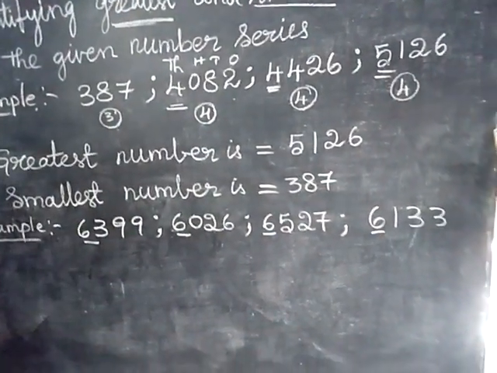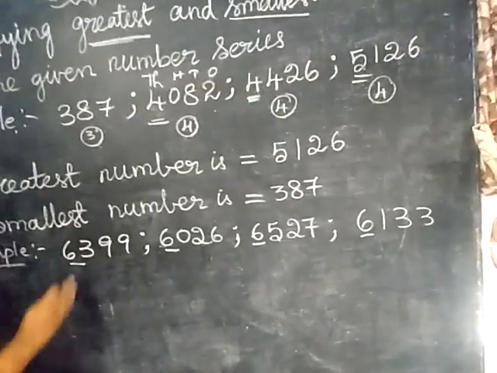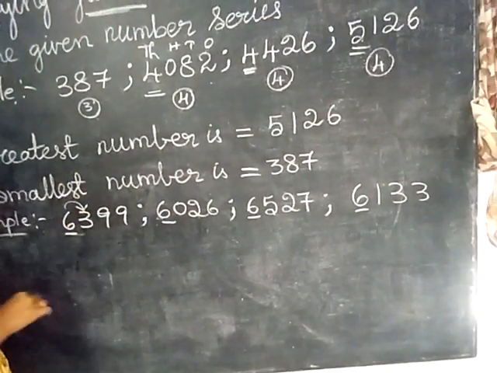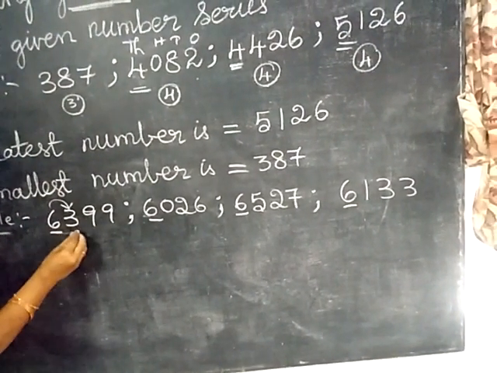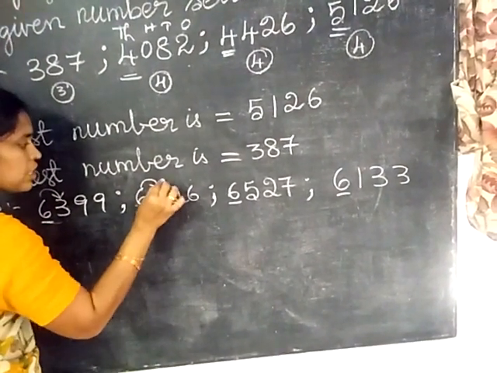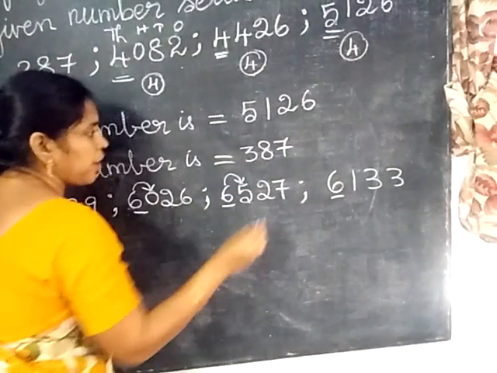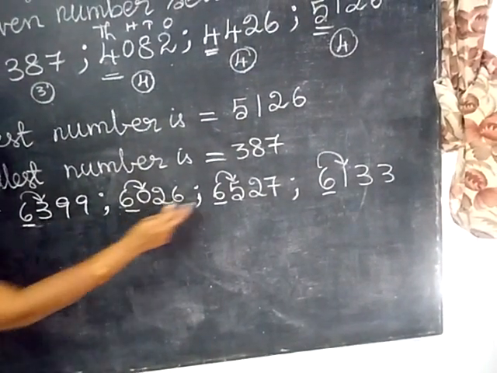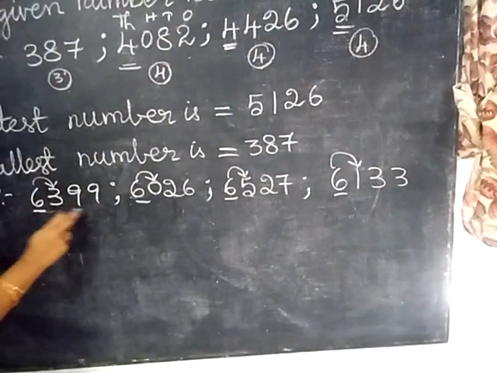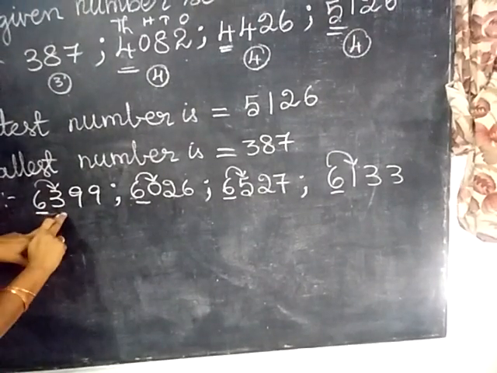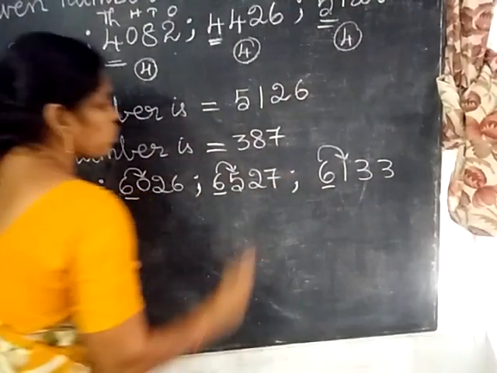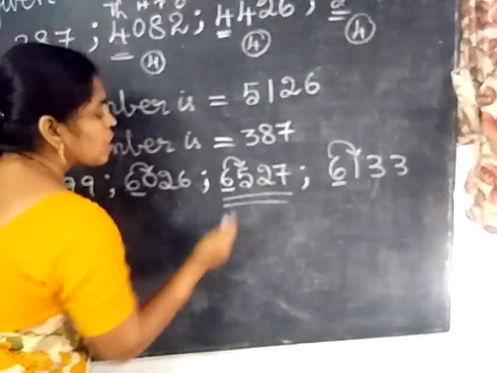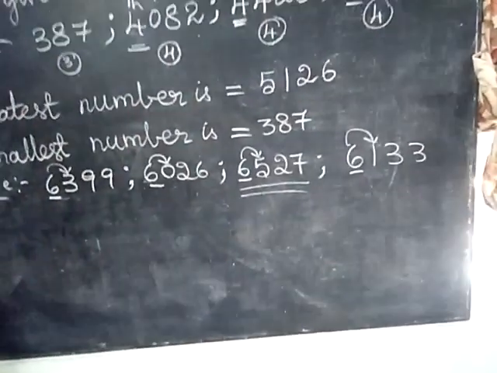Then you go to the right side of the leftmost number. That means you go and see the next number on the right side. See, here 3, here 0, here 5, here 1. So all the digits are different. So which is the greater number? 3, 0, 5, 1. Which is the greater one? Yes, 5 is the greater number. So 6527 is the greatest number.